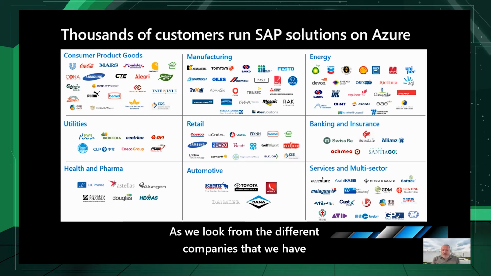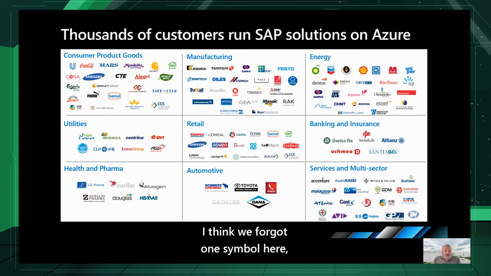As we look through the different companies that we have presented here with their symbols, you see a lot of companies out of different industries, different countries, different geographies. It's really across all the industries, starting with consumer goods, looking into the energy sector, banking, insurance, health, and pharma. So you see, it's a lot of different companies, a lot of different industries that are using Azure as a basis, as a virtual data center to run SAP applications or the complete SAP landscape in Azure.